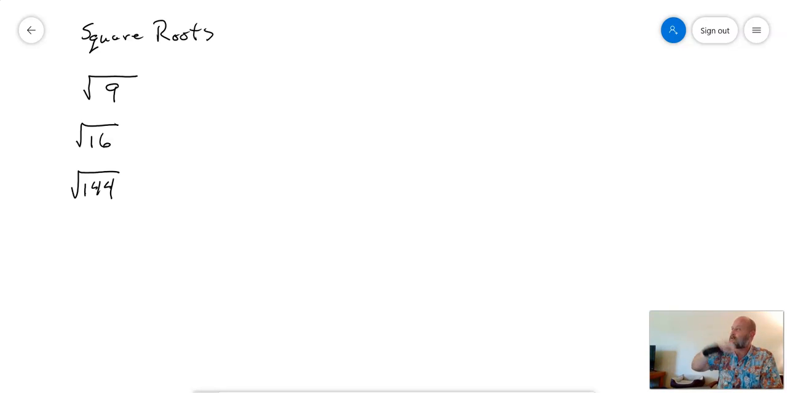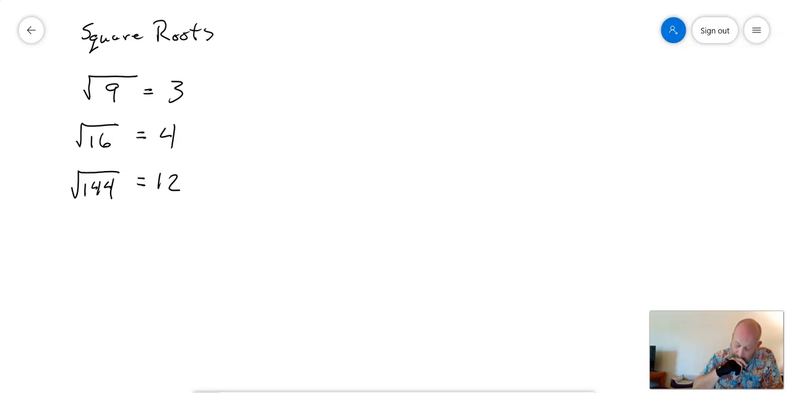A square takes and multiplies something by itself, and a square root takes something and asks, what did I multiply by itself? And so here, what did I multiply by itself to get 9? Well, the answer is 3. What did I multiply by itself to get 16? Well, the answer is 4, because 4 times 4 is 16. What do I multiply by itself to get 144? Well, 12 times 12 is 144. And so what it's really doing is just working the backwards direction of squaring.